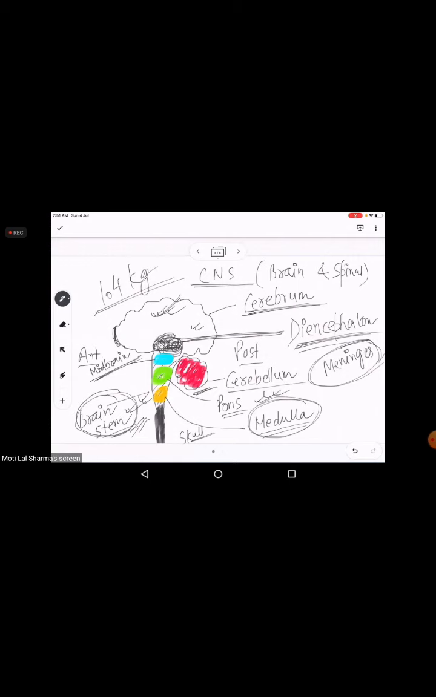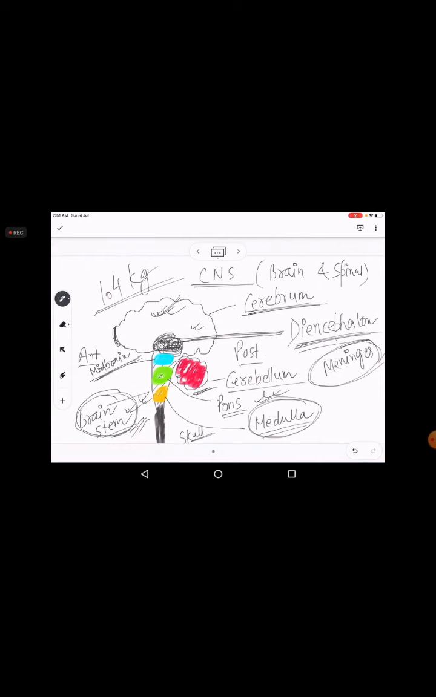Within the vertebral column, your spine is present. So these vertebrae, not all, but many of them, protect your spine. That means bony structures protect our brain and our spine. They are parts of our central nervous system, and obviously our brain and spine are protected by bones.